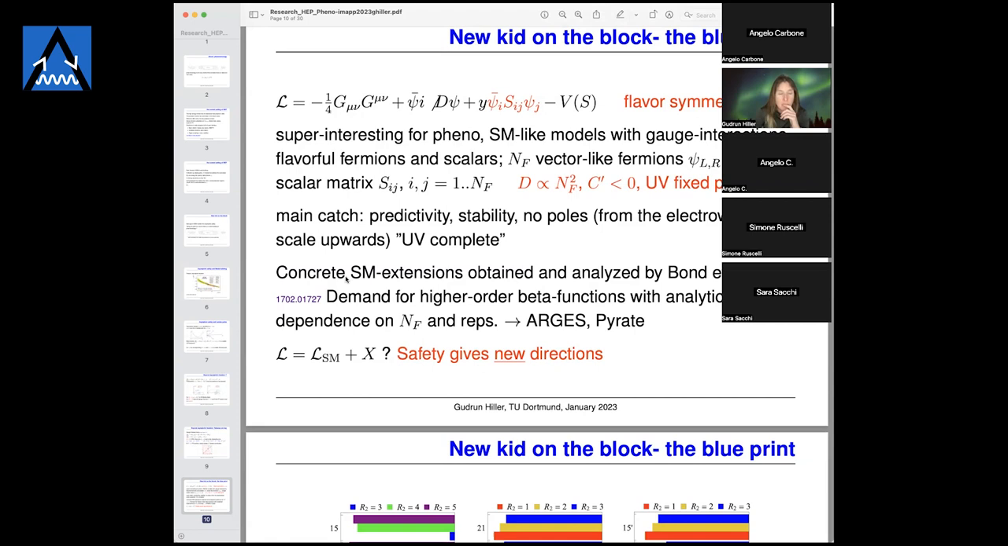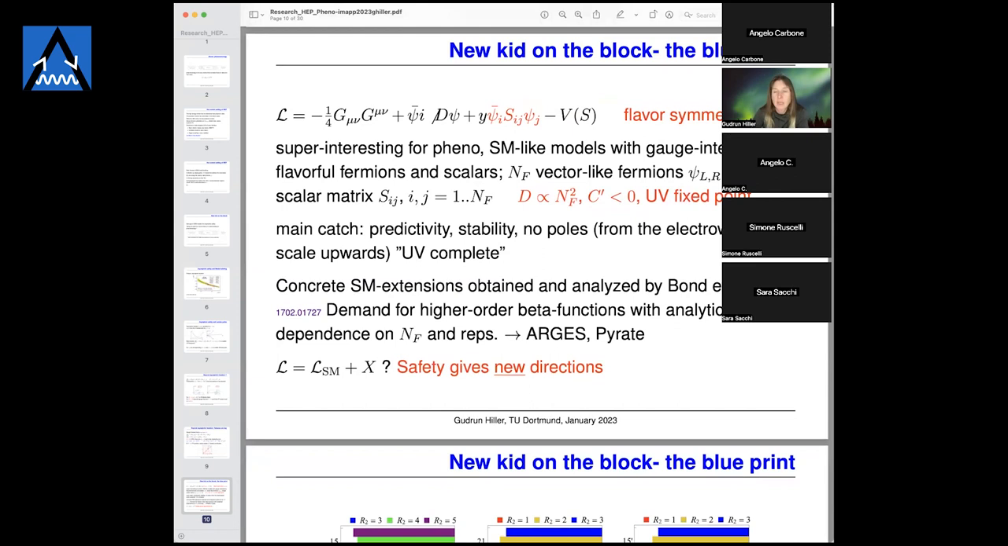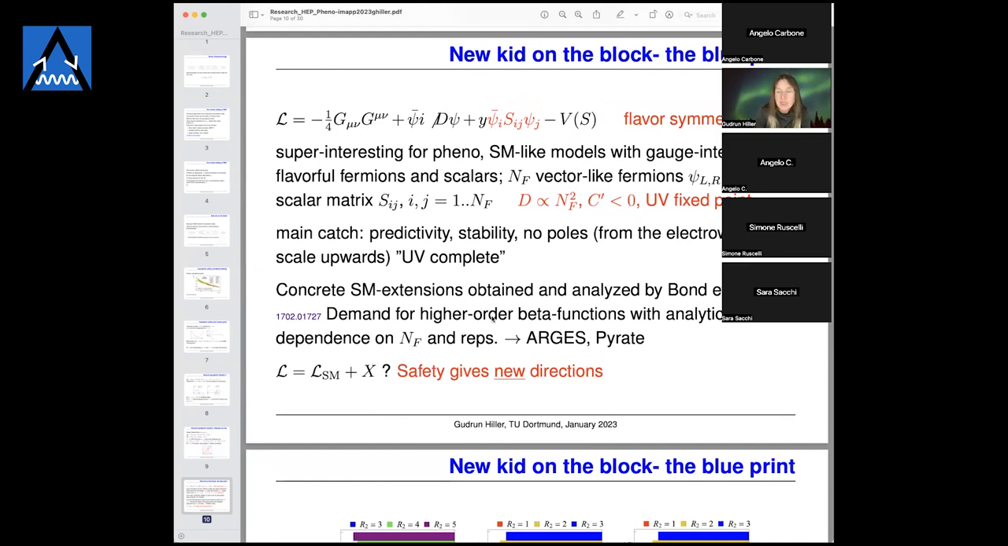And in fact, concrete standard model extensions have been obtained and written down already in 2017. And I will give you a flavor of them shortly. So one reason, of course, I should also say this, why is there a bit of a boost in this type of model building at the moment? And the answer is that, of course, you have to compute beta functions at higher loop level.